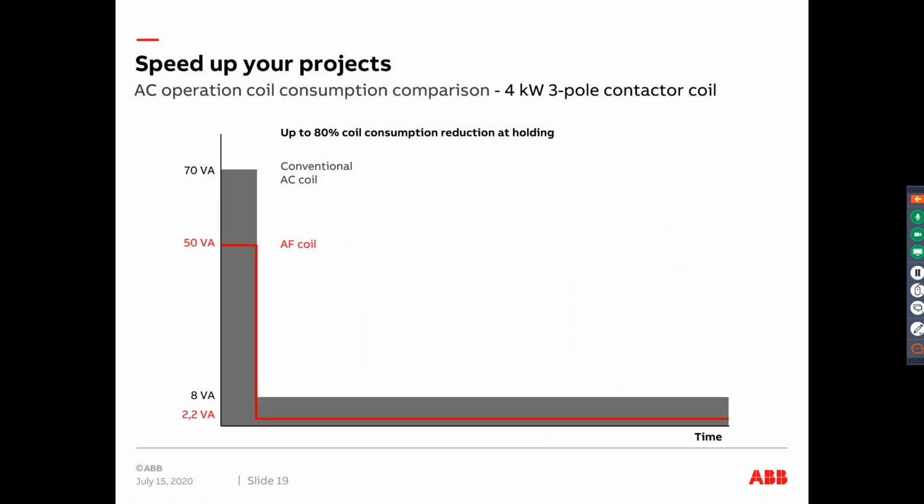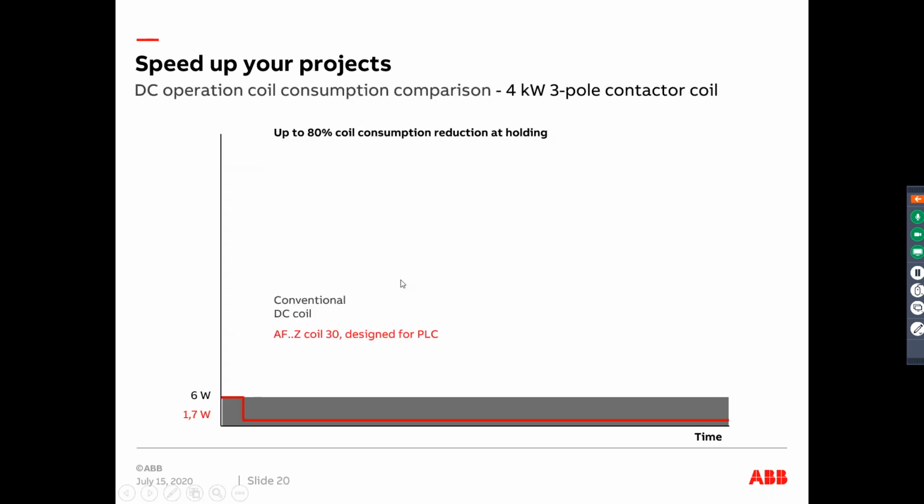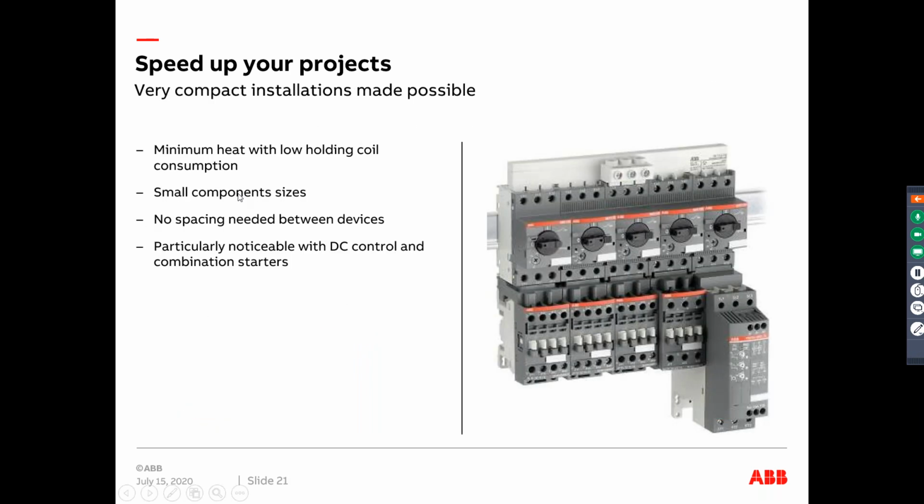And when I say reduced coil consumption, this is the graph where it shows for AC coils. So previous conventional coils, the pull-in was around 70 VA. Now it is just 50 VA, and the holding is just 2.2 compared to 8 VA. For DC, it has reduced quite a bit, from 6.6 watts. Now it's only 1.7 watts.